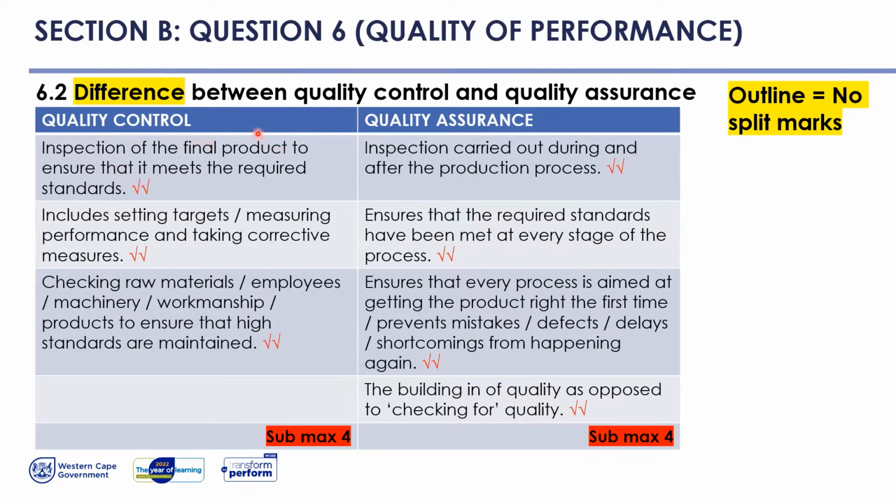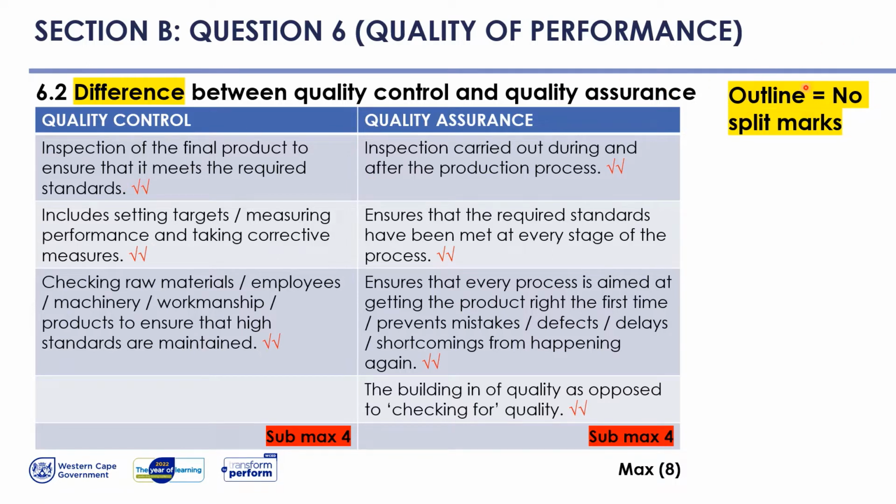So here I have tabulated the differences between quality control and quality assurance. You will notice that the difference is seen very clearly. There are 3 possible points you could make for quality control and 4 possible points that you could make for quality assurance. Please take note of the sub-max mark allocation at the bottom of the table, because this means that 2 bullets for quality control and 2 bullets for quality assurance is all that is required, and that is the maximum amount of marks you can obtain. Please note that there is a max allocation of 8 marks for this question.